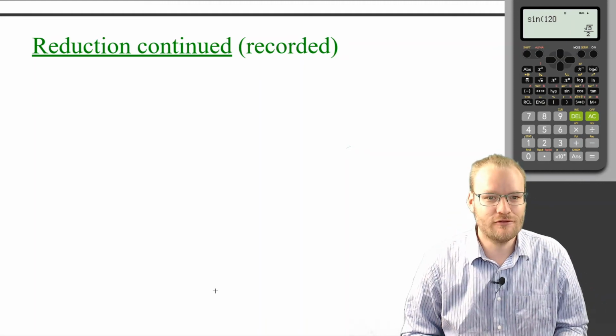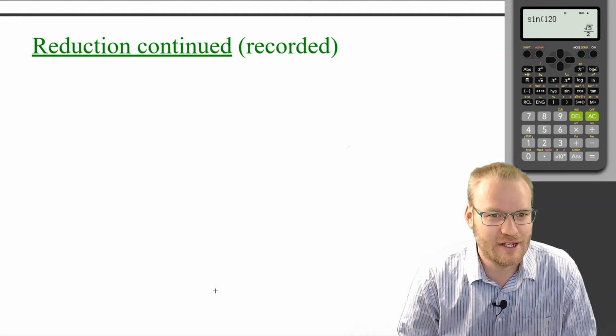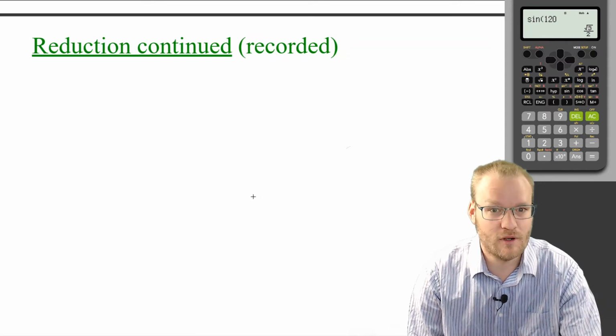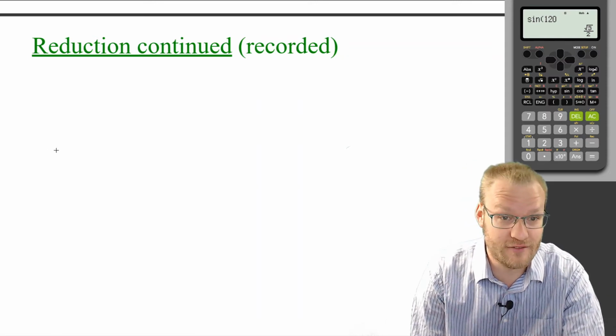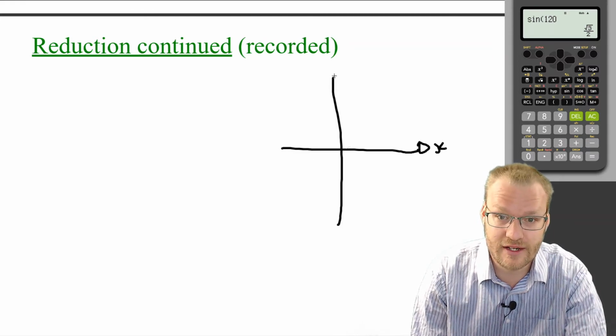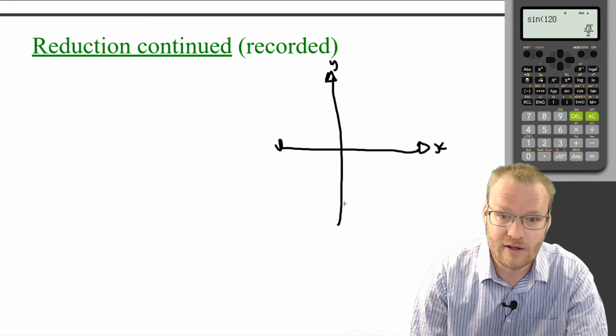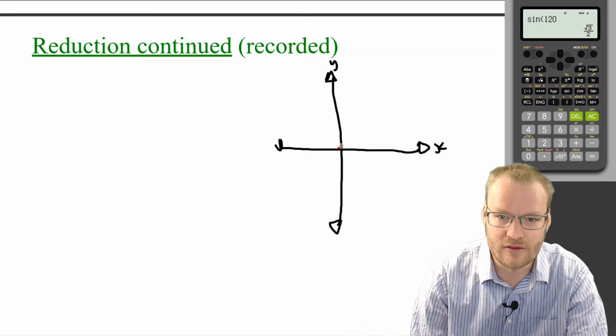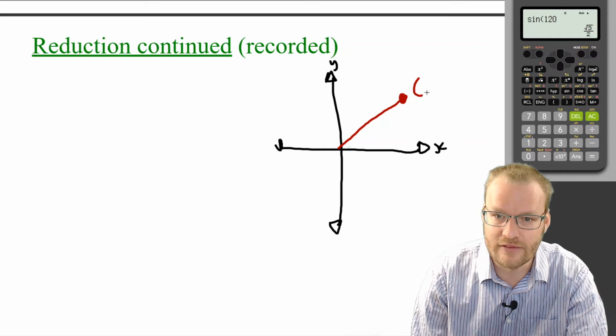Okay, reduction formulae continued, and this is 180 plus. Now I'm going to go a bit quicker for each of these, and if you're unsure, then go back to the previous video. So our starting point is our Cartesian plane, x, y, there it is. We've started with a point in the first quadrant, and that point is (a, b).